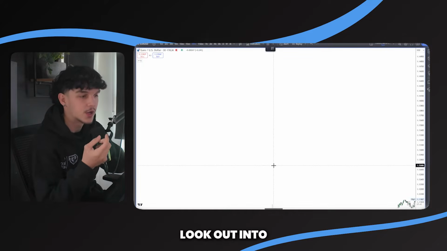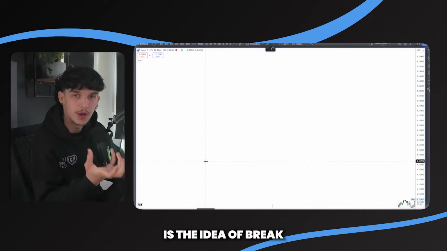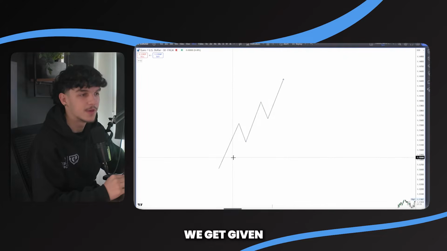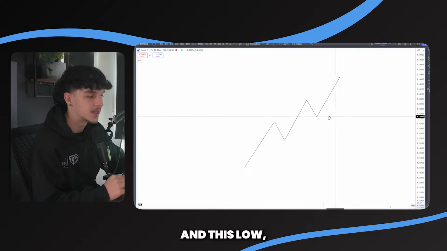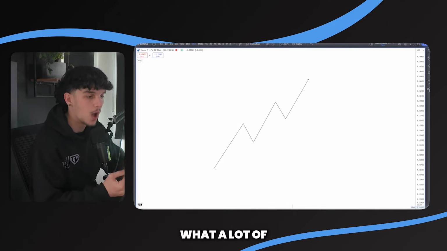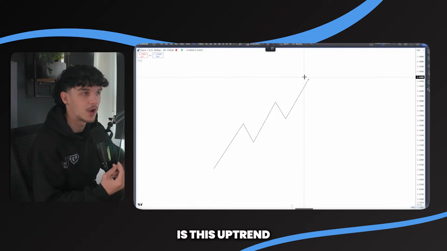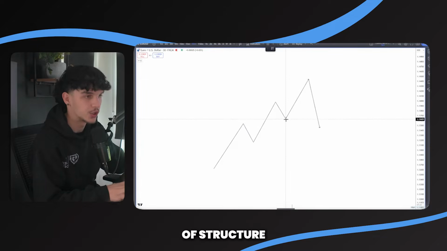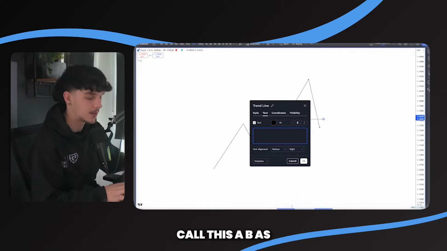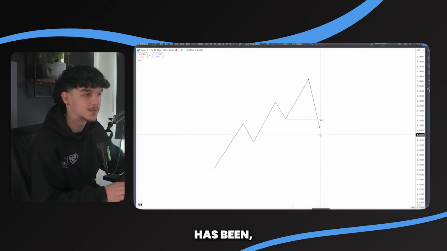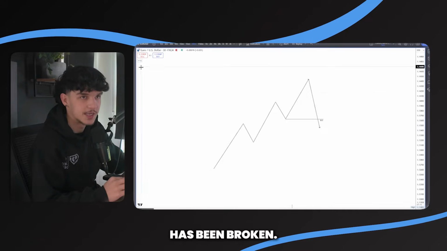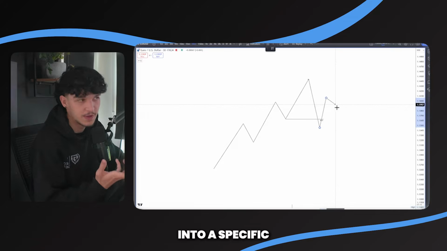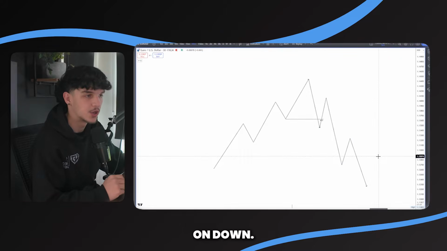The first thing we're going to look at is the idea of break of structure. Usually when a trader is trading an uptrend, we get given these major pivot lows. So this low and this low are major pivot lows for us. What a lot of traders like to see is this uptrend become a downtrend, so they'll indicate to themselves a break of structure by here. We're going to call this a BOS. Once this structure has been broken, the market likes to see an impulse back into a specific point of interest and then a continuation up or down.